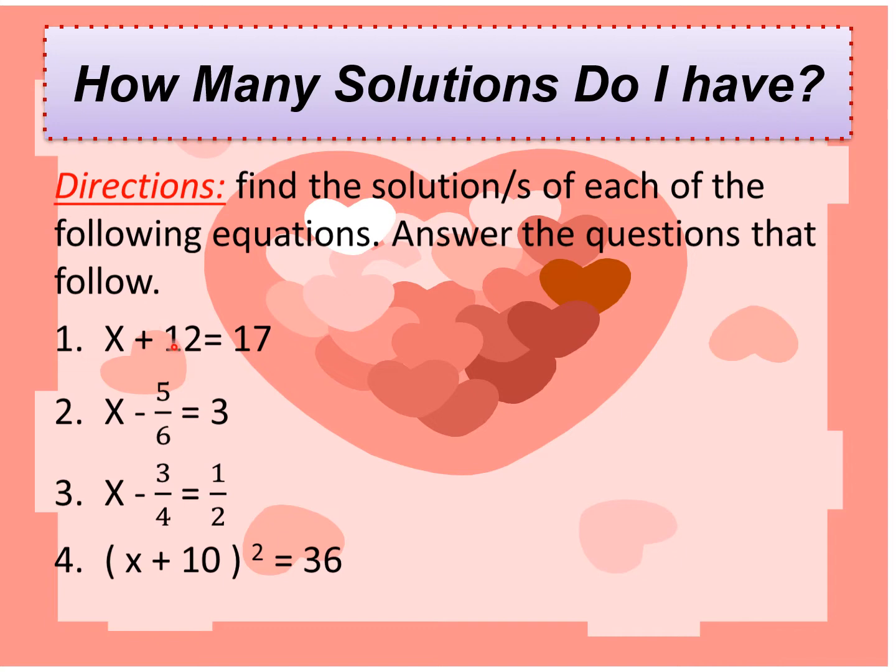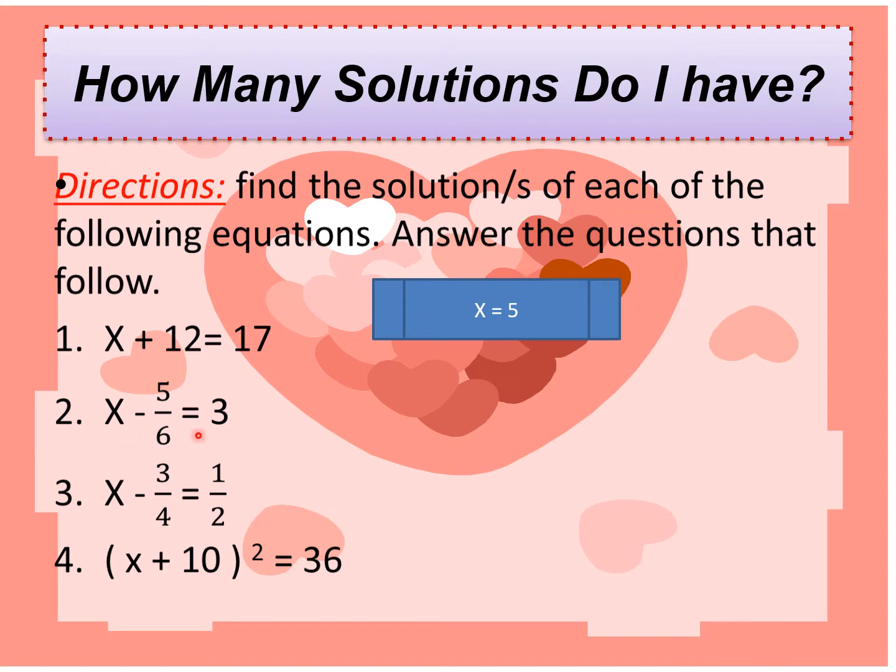So first, number 1, x plus 12 is equal to 17. So just think of a number. What do you think would be the value of x to make it equal to 17? So, x plus 12 is equal to 17. Ililipat mo yung 12, magiging negative. So, 17 minus 12, the value of x is equal to 5, kasi 5 plus 12, that is 17.